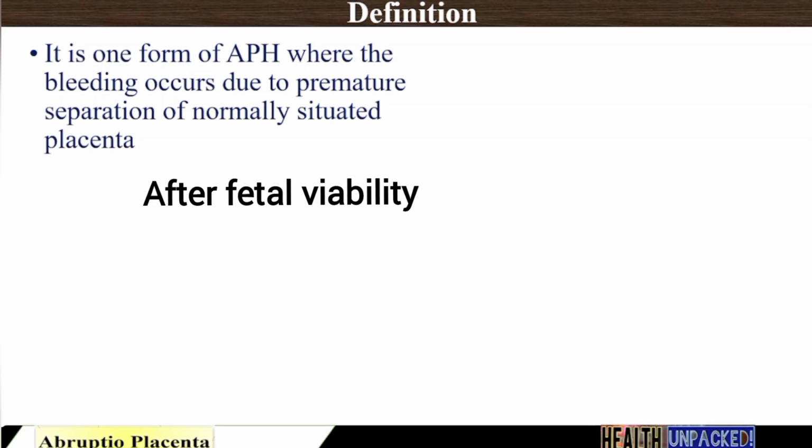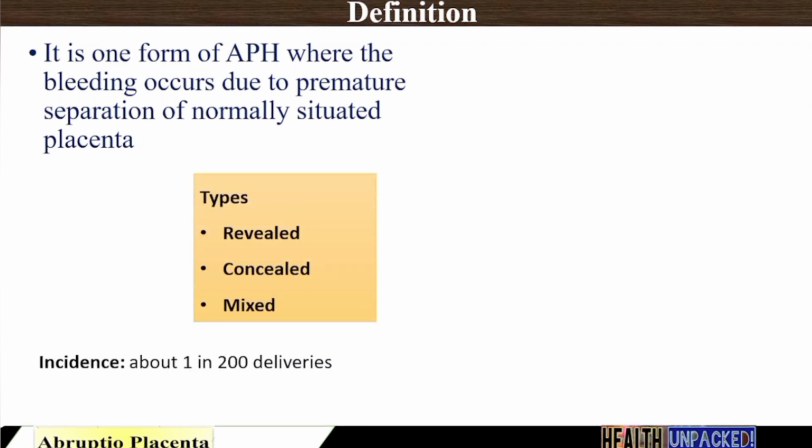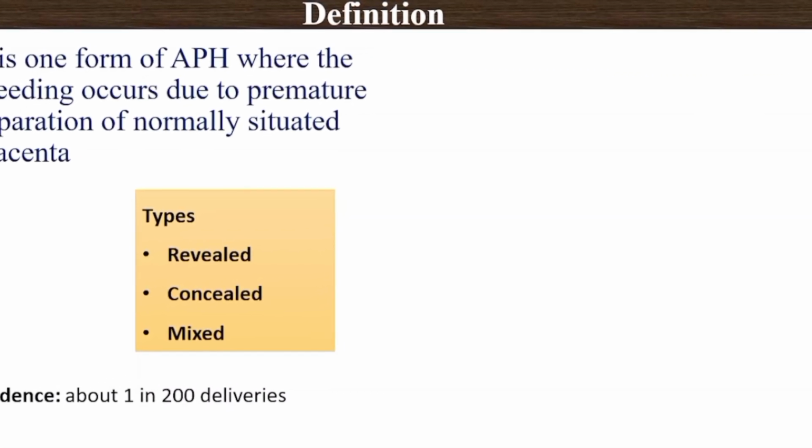is called abruptio placenta. Okay, when it comes to its incidence, it's around 1 in 200 deliveries. That's not very common, but still is important. Okay, types: we have 3 types, revealed, concealed, and mixed, depending on how the bleeding occurs.